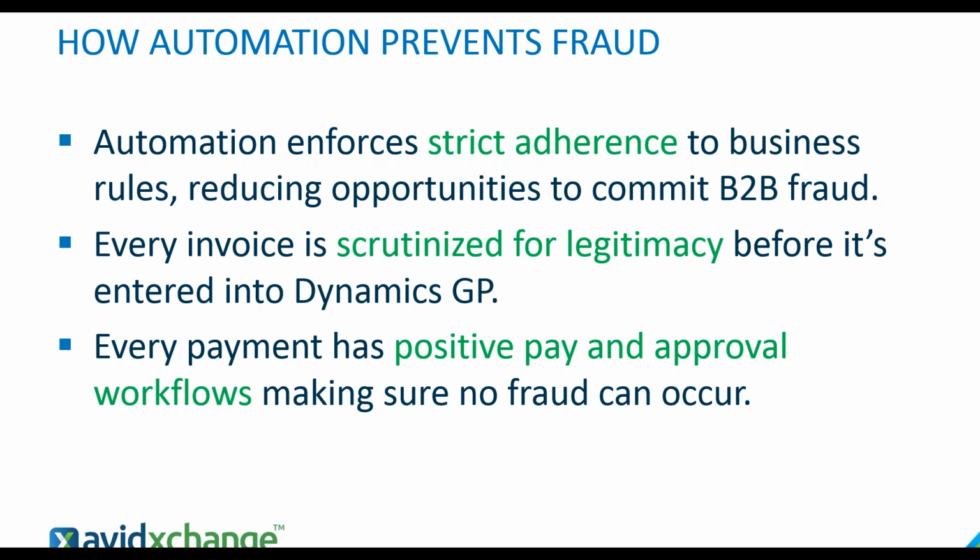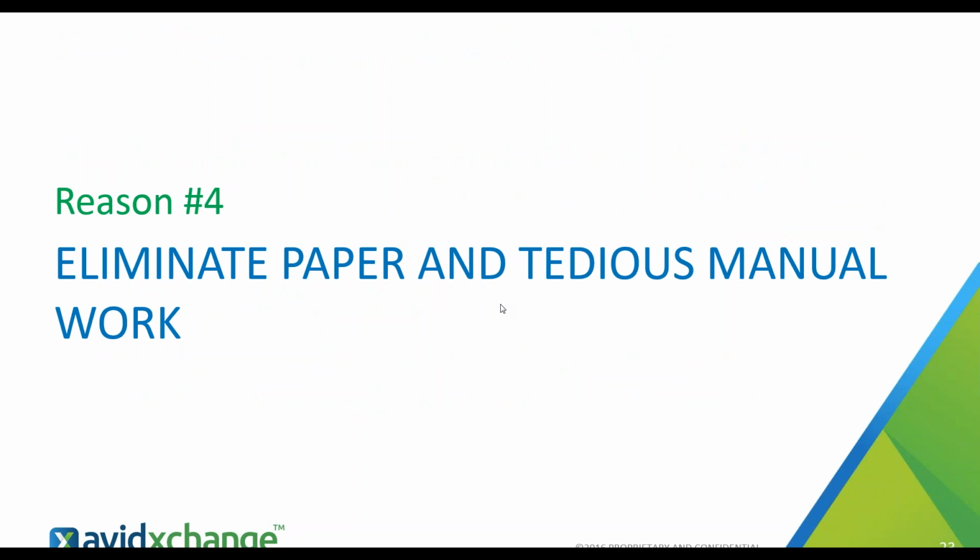And if we don't see a vendor that matches the invoice that we received, it's going to go into the penalty box, and an administrator is going to be notified to review it to make sure that either A, perhaps a vendor was not updated properly in the GP system and then synced over to AvidXchange, or perhaps it is a fraudulent invoice that needs to be discarded, and that will never get into your accounting system until someone's had a chance to review that. And every payment has positive pay and approval workflows that will show you, making sure that no fraud can occur.